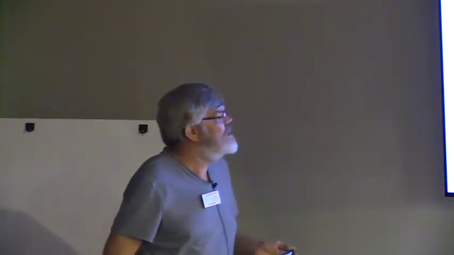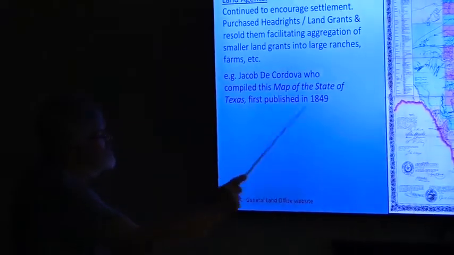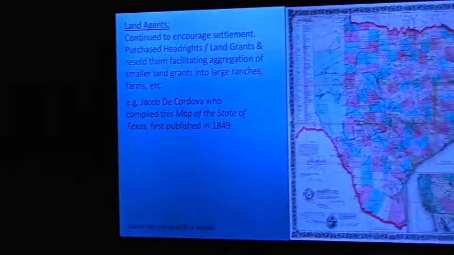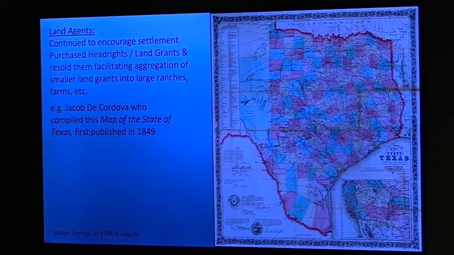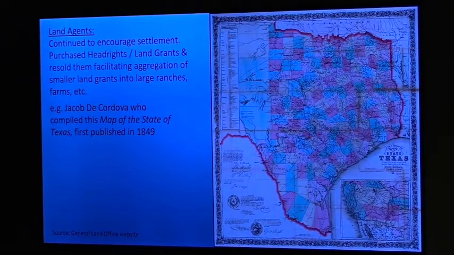At one time, one of the guys was Jacob de Cordova. He published this map. This is a later version, but the first one was published in 1849. At one time, he owned 1 million acres of property through purchasing people's headrights.